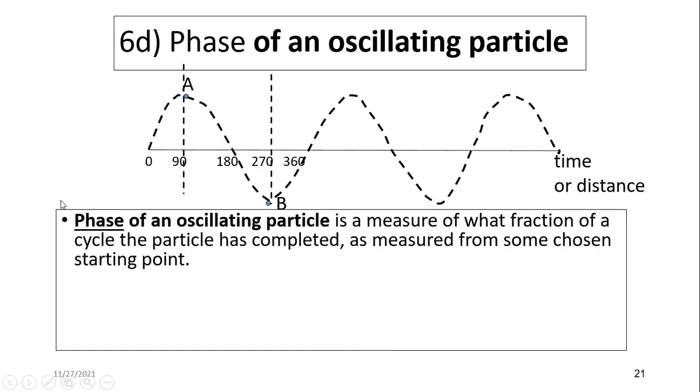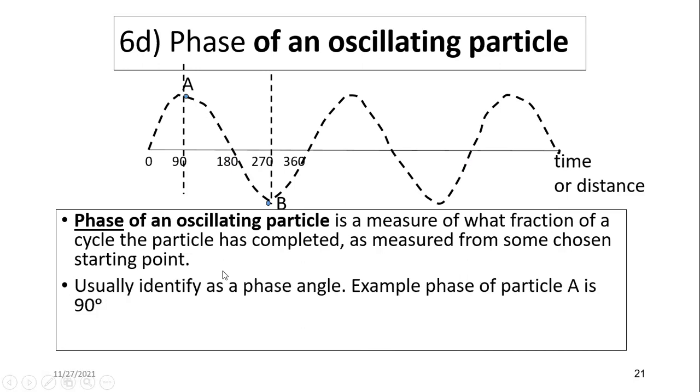Right? So phase identifies to us where the oscillating particle is, whether it's at A or whether it's at 180 degrees or any part there, any angle. Right? If it's 270, we can see straight away. No need to calculate. Right? Our starting point is here. So usually identified as a phase angle.